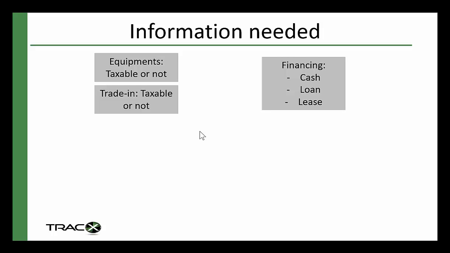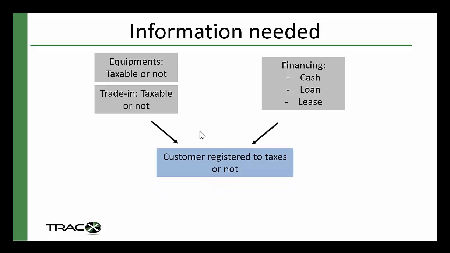It just means that you don't have any finance scenario in Tracx, and that doesn't mean that your customer will not finance somewhere else. So if he finances anywhere else, in one of his banks, for the dealership it is considered a cash deal. But if you finance with John Deere Credit, you have to indicate if it's a loan or a lease. And then you will indicate if the customer is registered to tax or not.